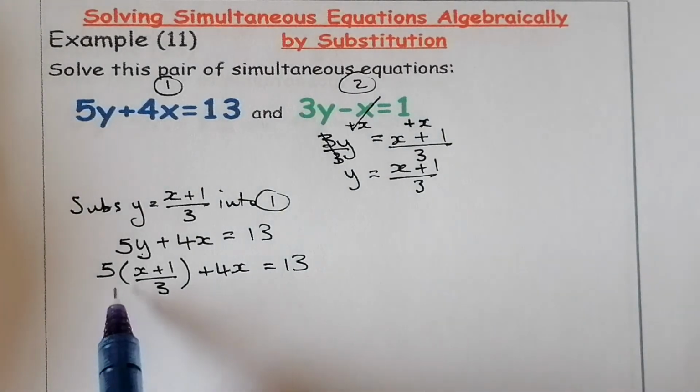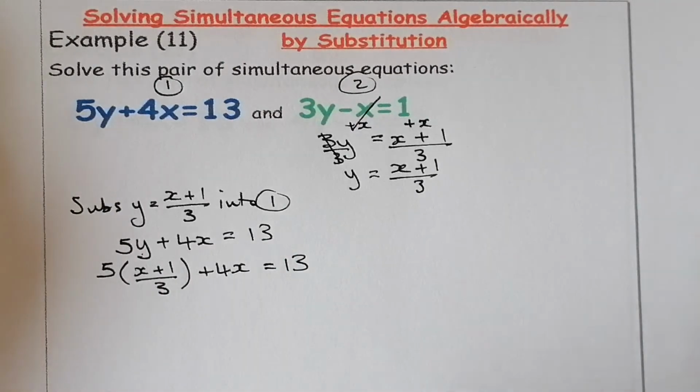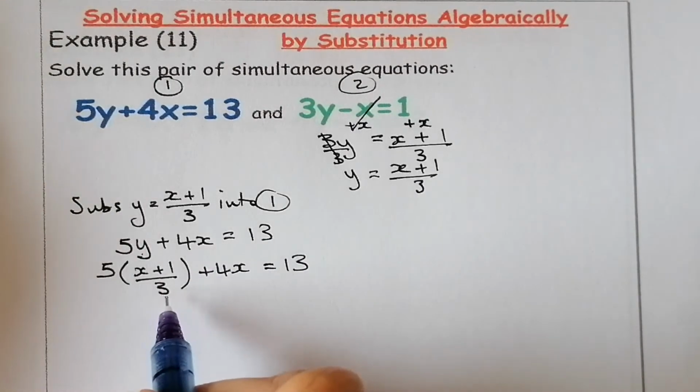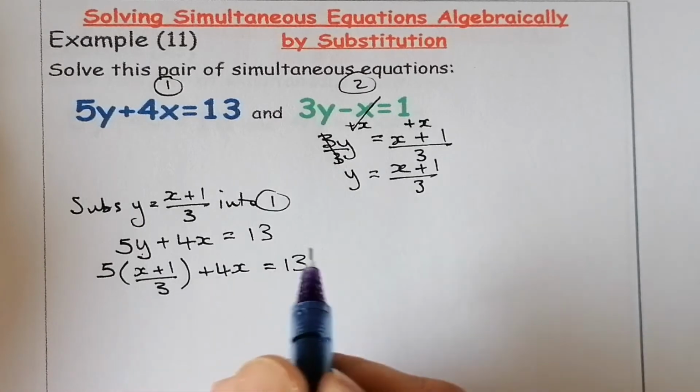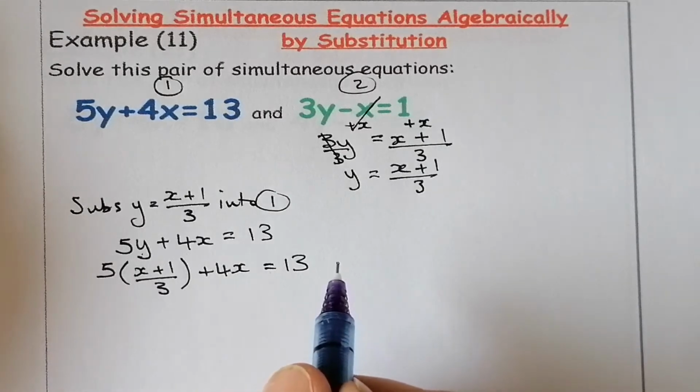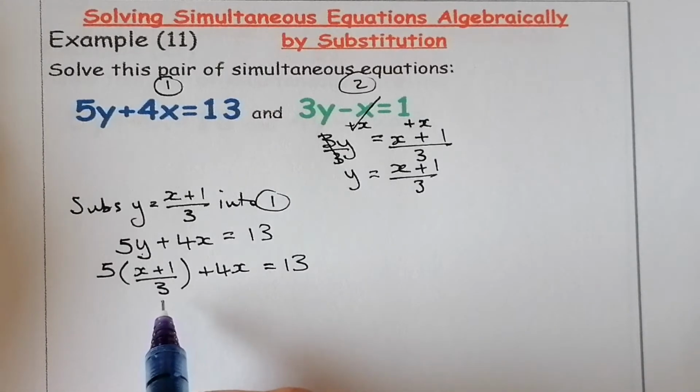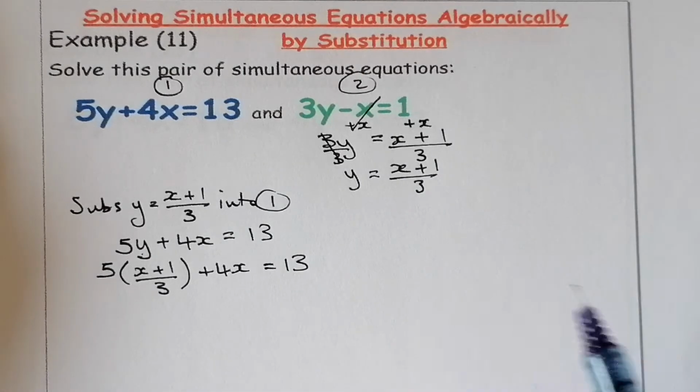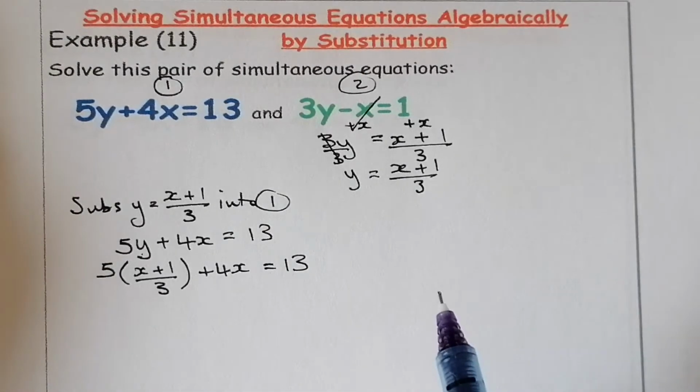Now, for this part here, I'm not going to multiply this out right away. What I'm going to do first of all is try and get rid of that 3, the number that's on the denominator. So if I multiply both the left and the right hand side of the equal sign by 3, I should be able to eliminate that and get a flat equation. And by a flat equation, I just mean there's no fractions in it.